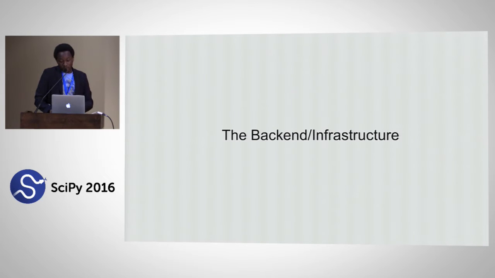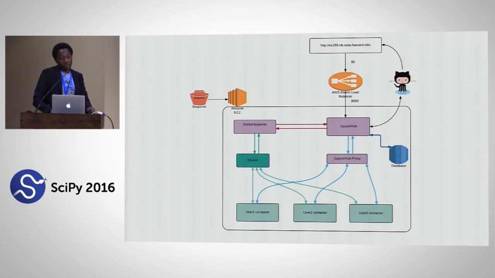So I'm going to breeze real quick through the backend or the infrastructure that supports this. A lot of the people attending SciPy have done a lot of the legwork that we used to design the backend that the students could connect to and use the system seamlessly. So what's happening here is that we're on AWS, and there's a website that the students go to, connect to an AWS load balancer that sends them to JupyterHub, which is running on an AWS EC2 instance, and there's a redirect that goes to GitHub.